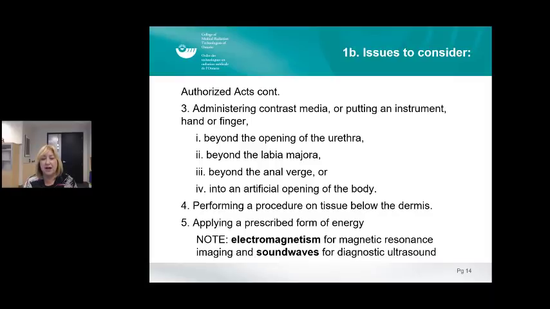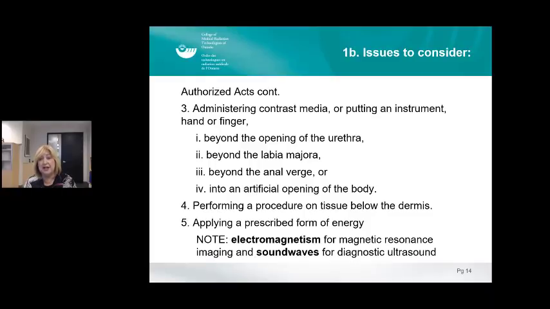We need to have the legal authority to do it. So it needs to be an authorized act, has to be in the course of practicing the profession. So number 1, you have to be practicing under the scope of practice as defined under the MRT Act. You also have to have the knowledge, skill, and judgment to safely perform that procedure. And that's another condition that's required for MRTs and sonographers to be able to do our authorized acts.